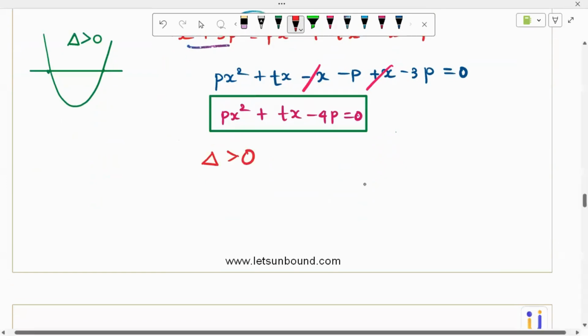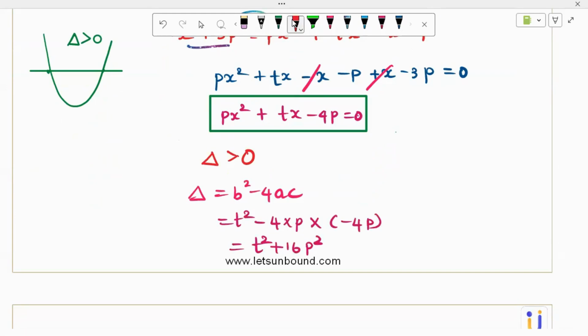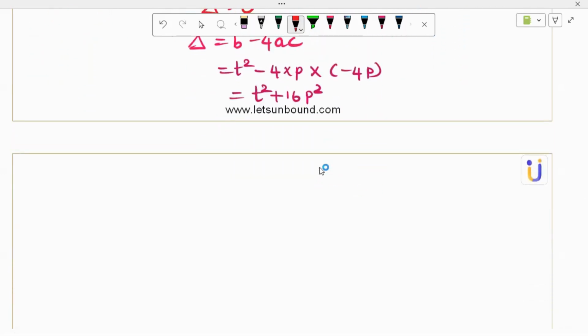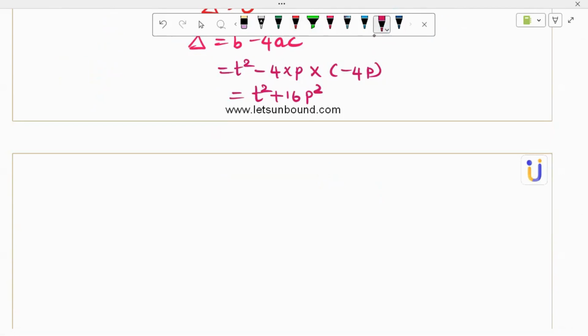Let's see. So the discriminant is b square minus 4ac. And what is my b? It's t. a is p, c is minus 4p. And let's simplify: t square plus 16p square. My aim is to prove they meet at two distinct points for every possible value of p and t. That's why I said no need to substitute p and t here, because that will become one case. We have to show it for every possible value of p and t.